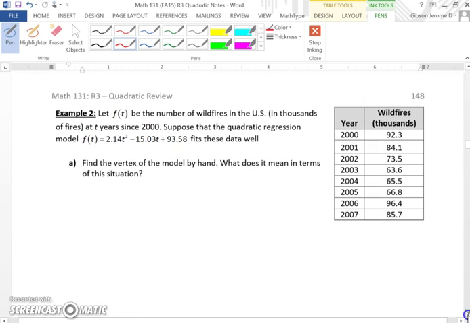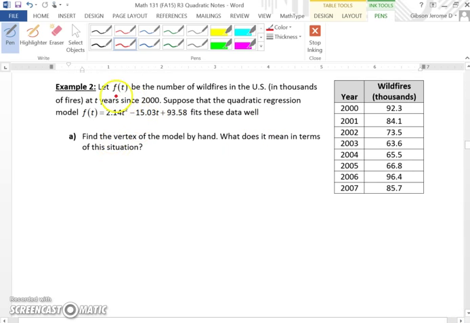Now we go on to page 148. It says, let f of t be the number of wildfires in the U.S. in thousands of fires at t years since 2000. Suppose the quadratic regression model f of t is equal to these values here, fits these data well. Find the vertex of the model by hand. What does it mean in terms of the situation?